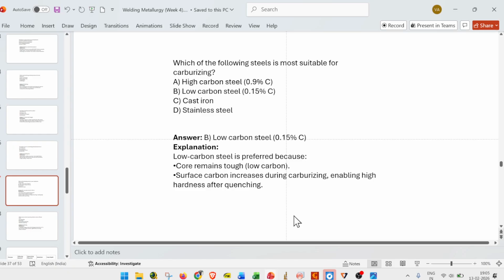Which of the following steels is most suitable for carburizing? Always the lower carbon steels, because a higher carbon steel already contains a high amount of carbon, which makes it less able to take up more carbon. The lowest carbon content will have the highest carburizing ability. Cast iron, no, cast irons have higher carbon content, and stainless steel, no. Low carbon steel is preferred because the core remains tough and the surface carbon increases during carburization, enabling higher hardness after quenching.